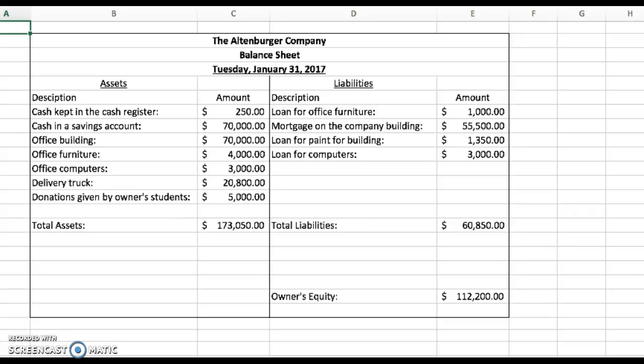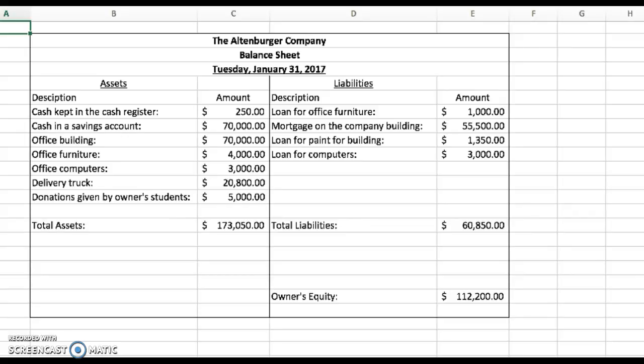Now, as you see on the screen, I've given you the balance sheet that you worked on last week. And we're going to do a little bit more with this. If you take a look at that balance sheet, assets, as you see, are on the left, and assets will always be on the left side of any balance sheet. Liabilities and owner's equity will always be shown on the right side of any balance sheet.